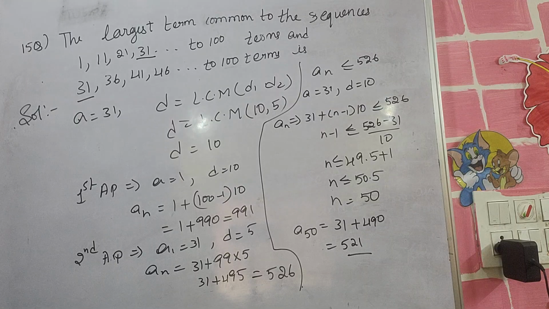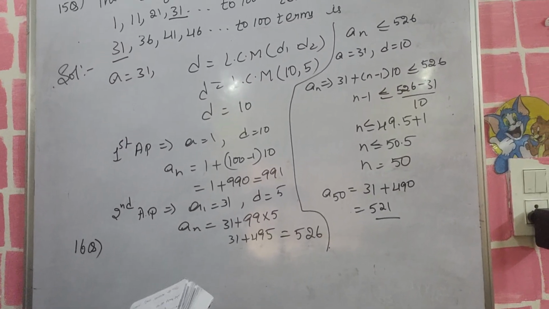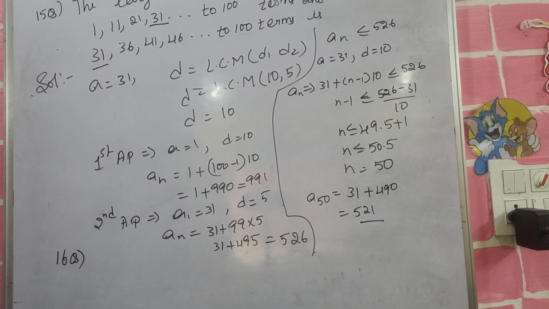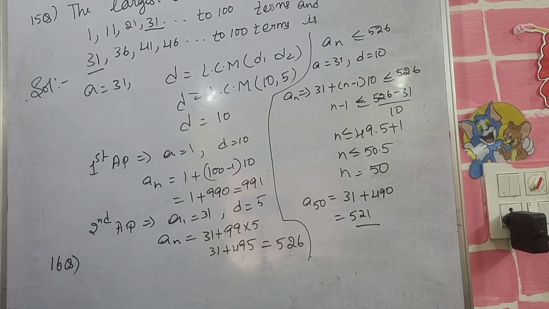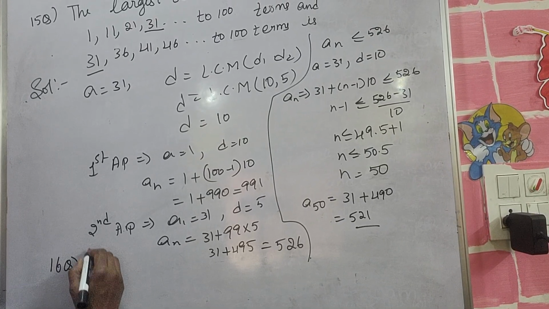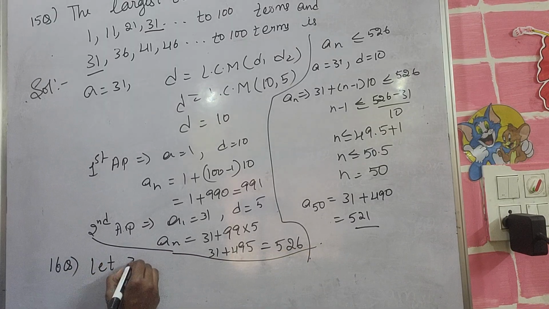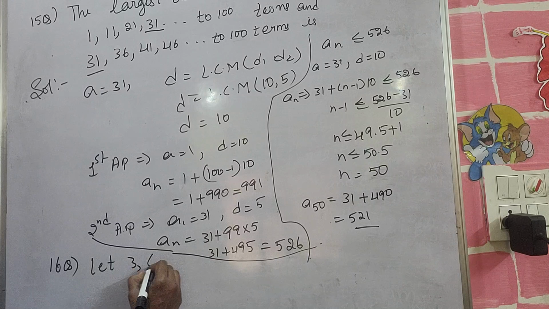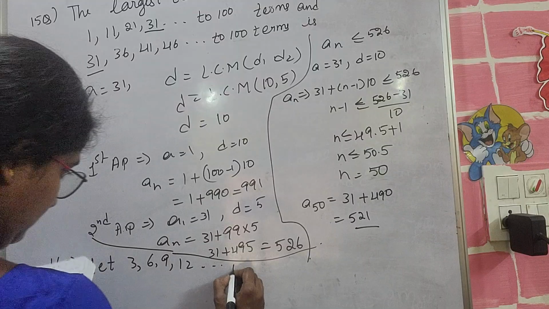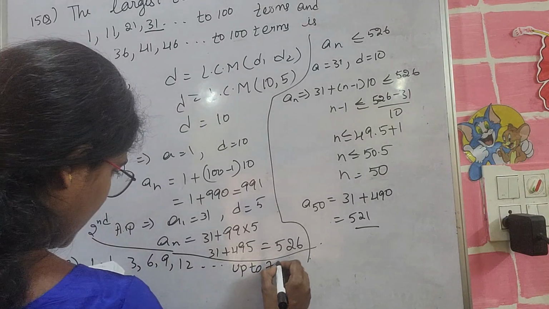Yeah, same question, same like this only. We have another question. I'll just write it, then you people can try it, so we can go faster. This is the 16th question based on the same pattern. This is actually an easy question. We'll do the easy one, then a little harder question. So I'll just write a question. Just see, you people can try this. Let 3, 6, 9, 12, and so on, up to the 70th term.